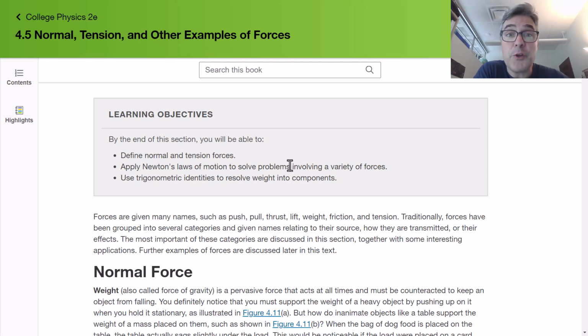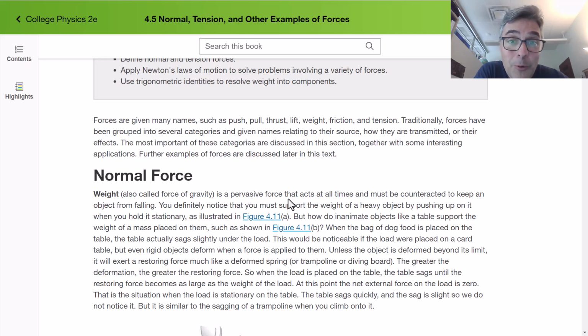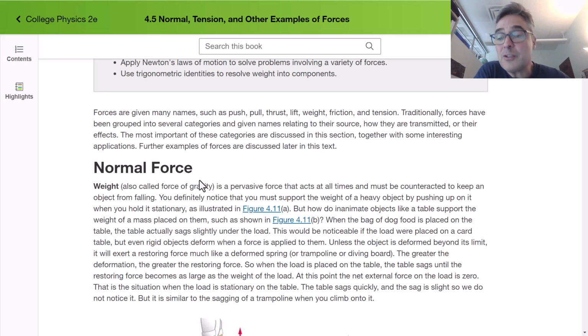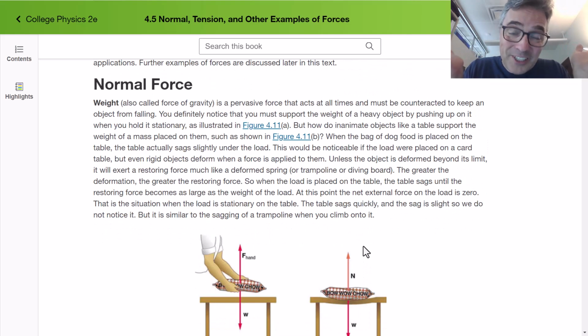4.5 is on the normal force and the tension force. So we already introduced weight, the force of gravity. Now there are two forces that are really important. They come up a lot. The first is called the normal force. It usually gets a letter N on it. Normal has two meanings here. Normal can mean ordinary, but in this case, normal means perpendicular to a surface.